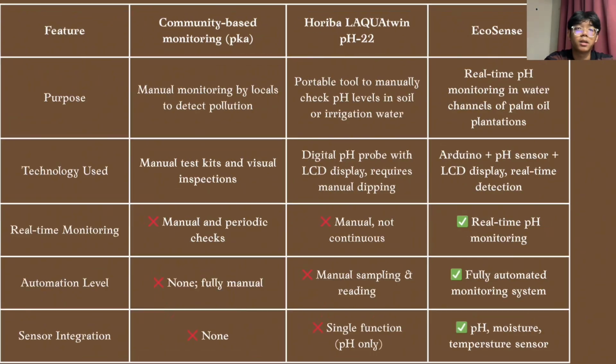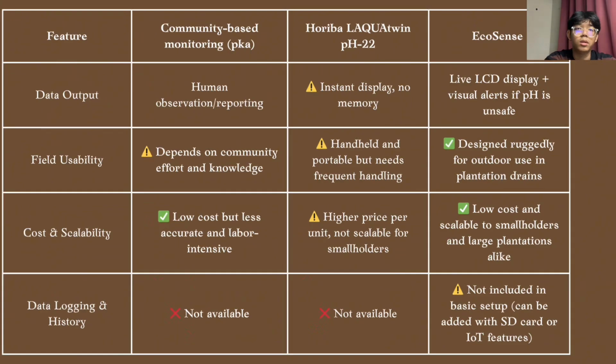Third, our system, EcoSense. EcoSense was designed to address the limitations of previous methods. Here's how it compares. Unlike manual approaches, it offers real-time, automated monitoring of key environmental parameters. It integrates three sensors, pH, moisture, and temperature, which provide a more complete picture of the field conditions. Data is displayed on a built-in LCD, so the user doesn't need additional equipment or apps.